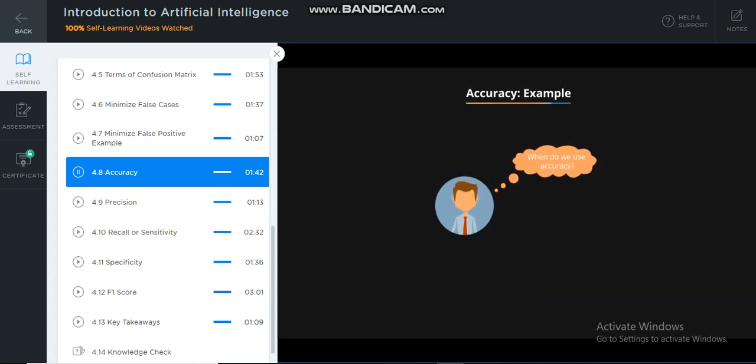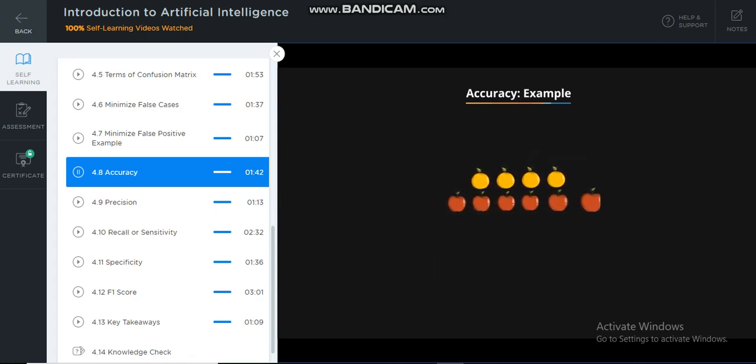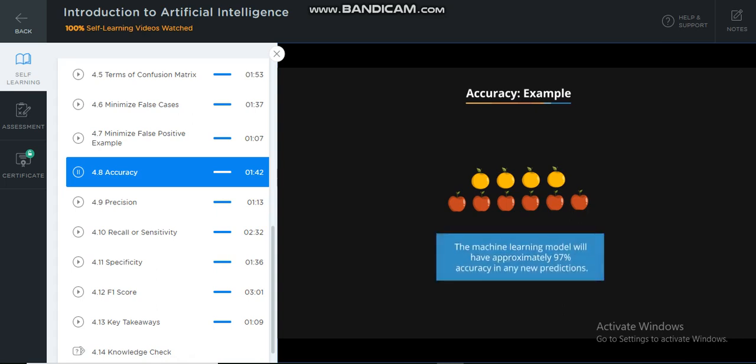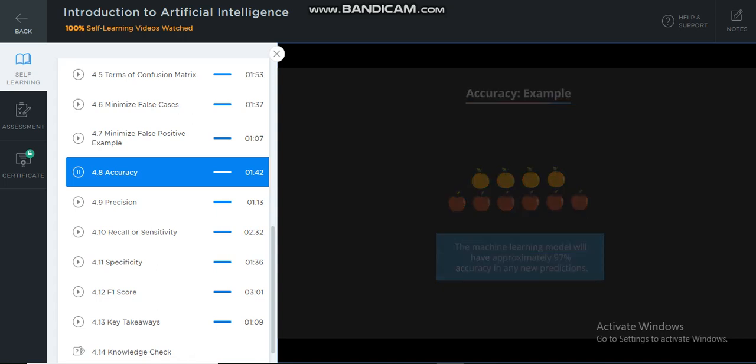So how would we know when to use accuracy? Accuracy is a good measure when the target variable classes in the data are nearly balanced. Let's learn about these with the help of an example. 60% of classes in our fruit images data are apples and 40% are oranges. A model that correctly predicts whether a new image is an apple or an orange 97% of the time is a very good measure in this example.